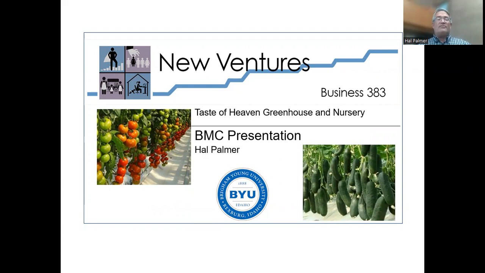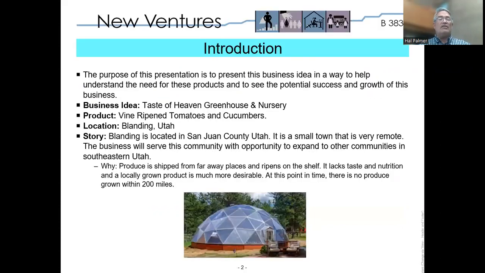By way of introduction, the purpose of this presentation is to present this business idea in a way that will help understand the need for these products and see the potential success and growth of this business. The business I would like to start is an efficient geothermic powered greenhouse where we grow and produce vine ripened tomatoes and cucumbers and sell them locally to consumers, and also supply grocery stores and restaurants in the area.